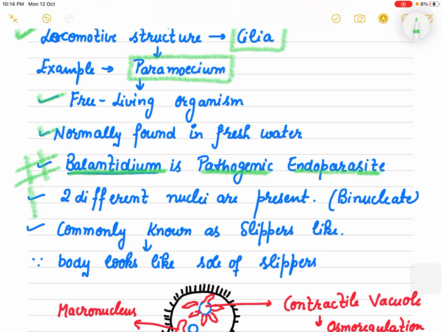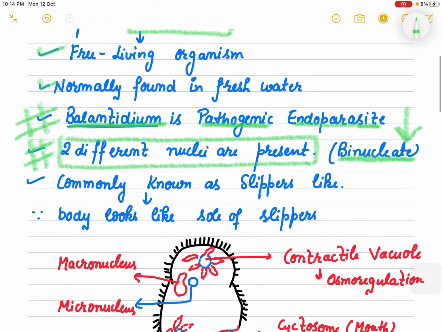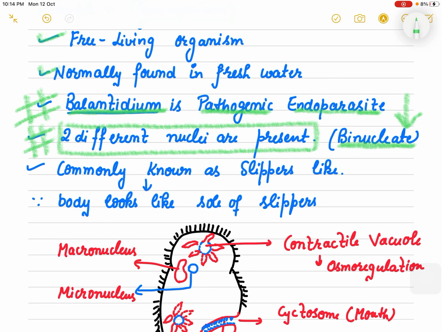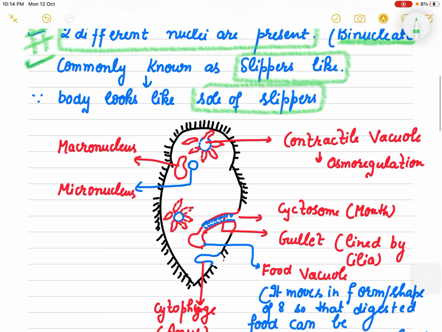One most important feature in the ciliated protozoan is that two different nuclei are present. That is why they are known as binucleate. Two different nuclei are observed in these ciliated protozoans. And commonly this paramecium is known as slipper-like, because if you look at its structure, it looks like the sole of a slipper because of its body structure. So it is known as slipper-like.